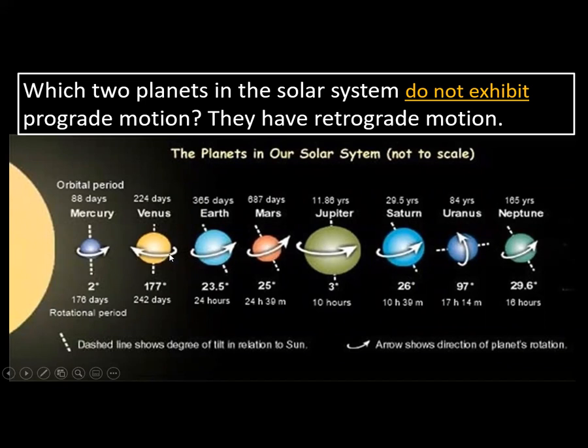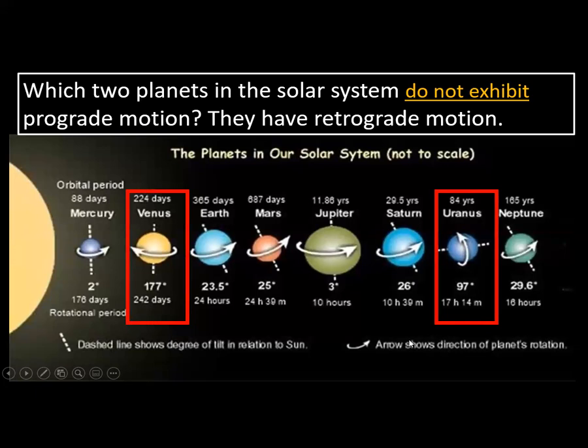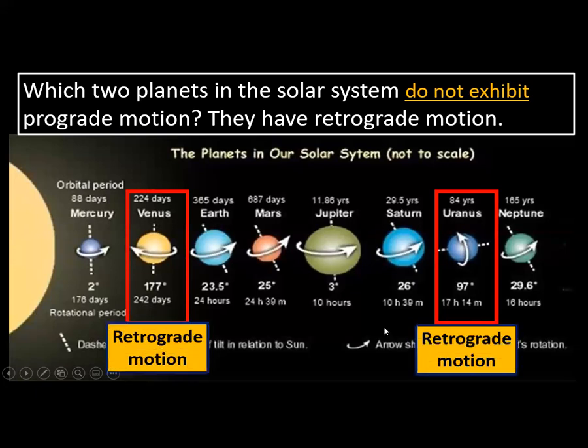Counterclockwise. Ooh, this is not counterclockwise. This is clockwise. Counterclockwise, counterclockwise, counterclockwise, counterclockwise. This one is not counterclockwise. This is upside down. Counterclockwise. So I guess you know the answer. They are Venus and Uranus. They both have retrograde motion. Okay?